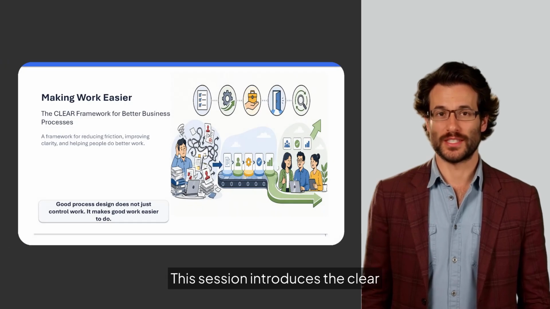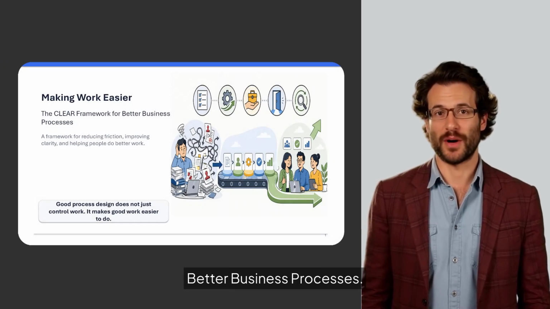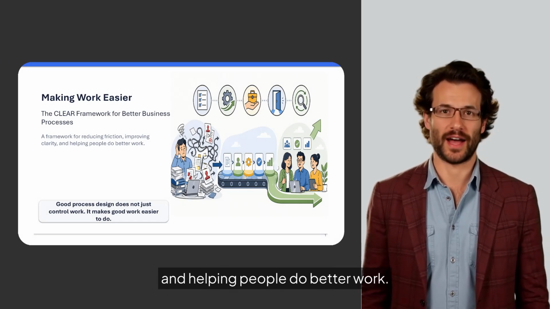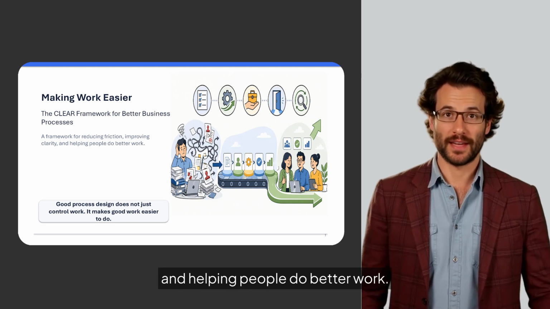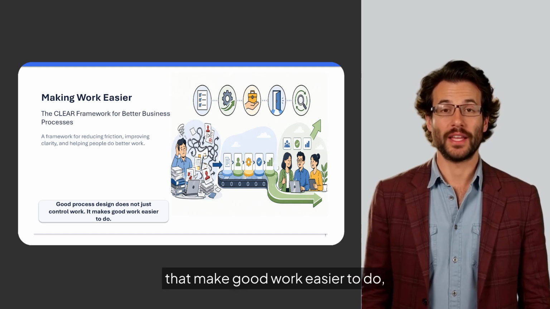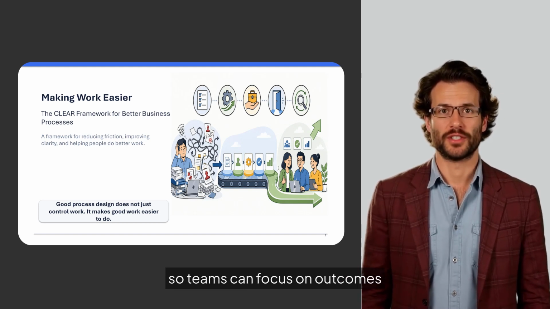This session introduces the CLEAR framework for better business processes. CLEAR is about reducing friction, improving clarity, and helping people do better work. Instead of adding control for its own sake, we design processes that make good work easier to do, so teams can focus on outcomes rather than administration.